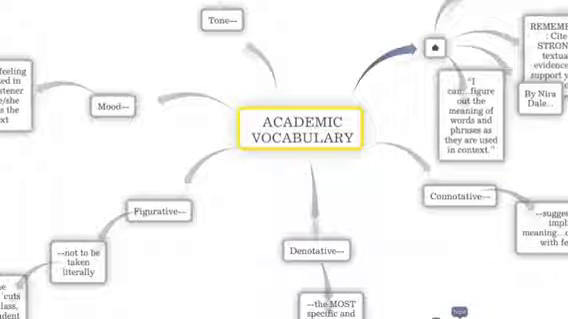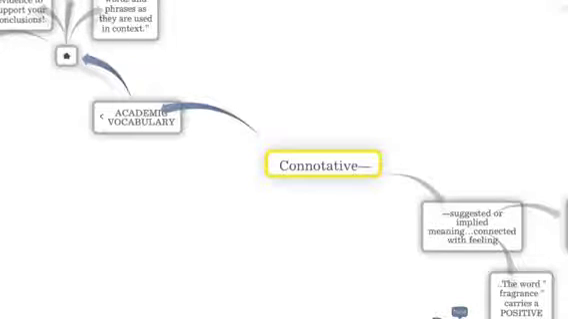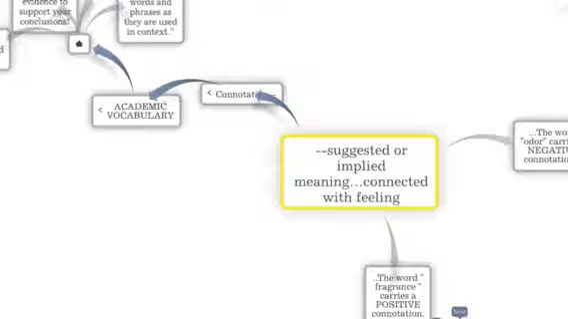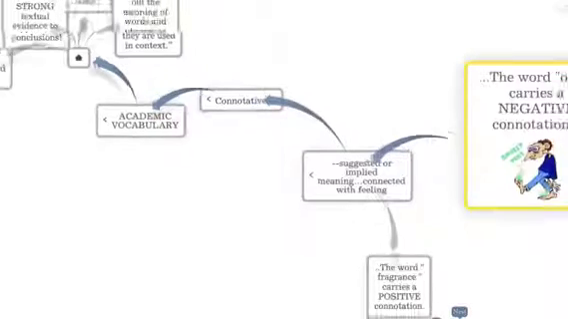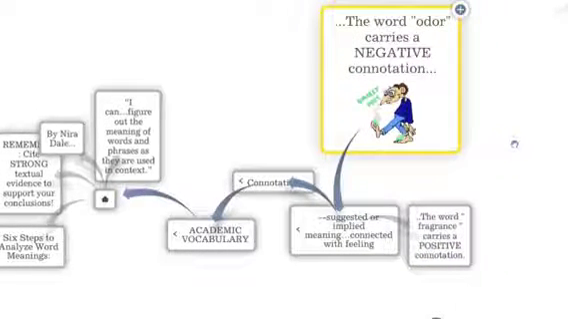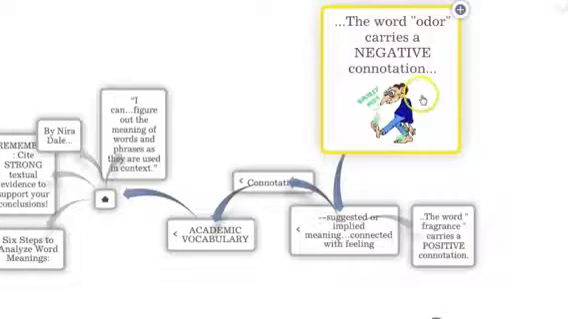When we think about words that have a certain connotation, we call those words connotative. Connotative means that the meaning of the word is suggested or implied. It's connected with a feeling. So an example of that would be the word odor. When you think about odor, what type of connotation? Is it a good connotation or bad? It's probably negative. We think it's a smell, but we think of an odor being something that doesn't smell pleasant.